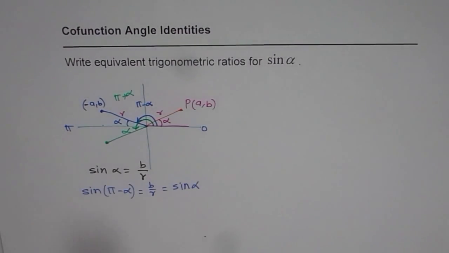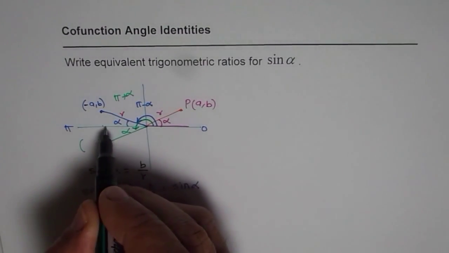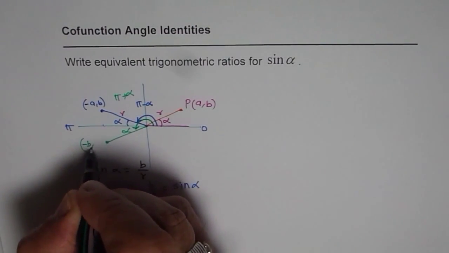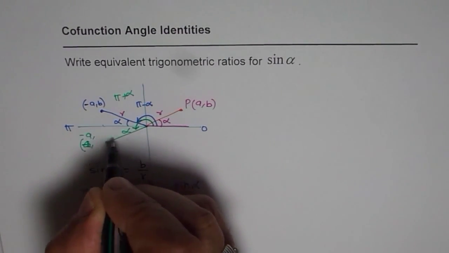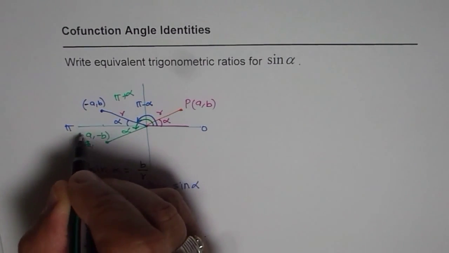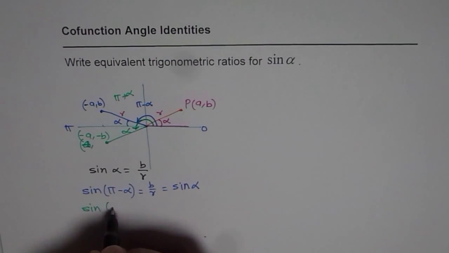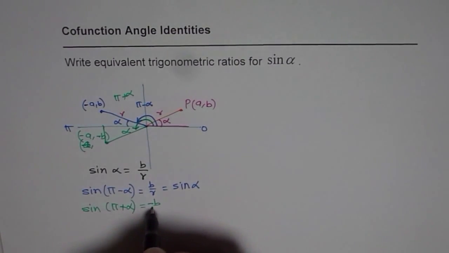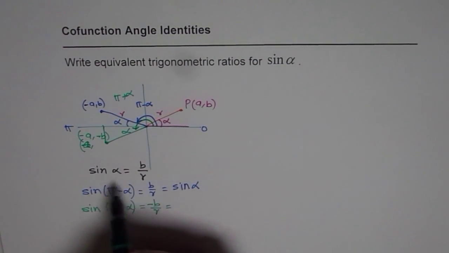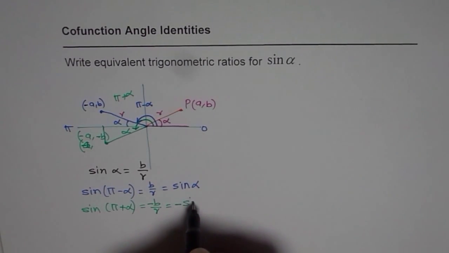Now if I do rotation by pi on alpha, then what do we get? We get to a point where the coordinate points are, the x value is minus a, let me write clearly, minus a, and y value becomes minus b. So in this case, what is sine of pi plus alpha? It is going to be the opposite side, which is minus b over r. B over r is sine alpha, so minus b over r will be minus sine alpha. Do you see that?